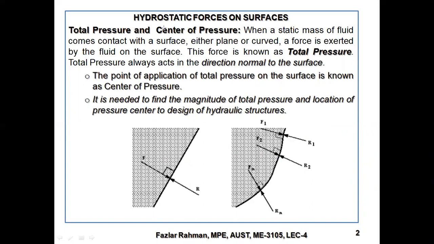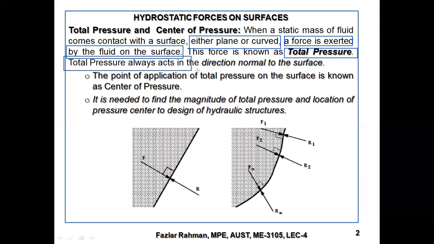So you need to know what the total pressure and center of pressure are. Total pressure actually means pressure force in the case of a hydrostatic structure. When a static mass of fluid comes in contact with a surface, either plane or curved, the force exerted by the fluid on the surface is known as total pressure. This force acts in a direction normal to the surface.